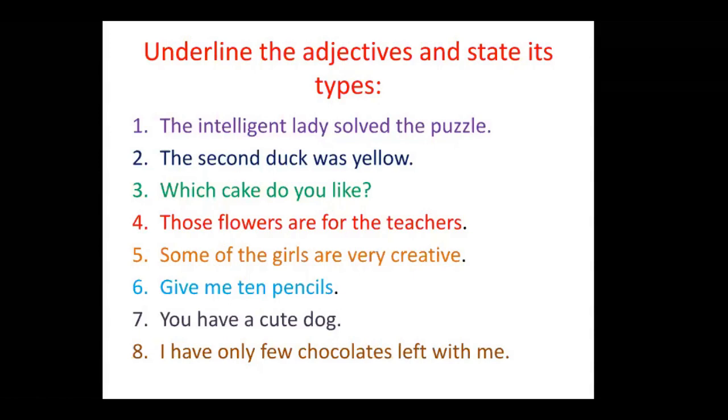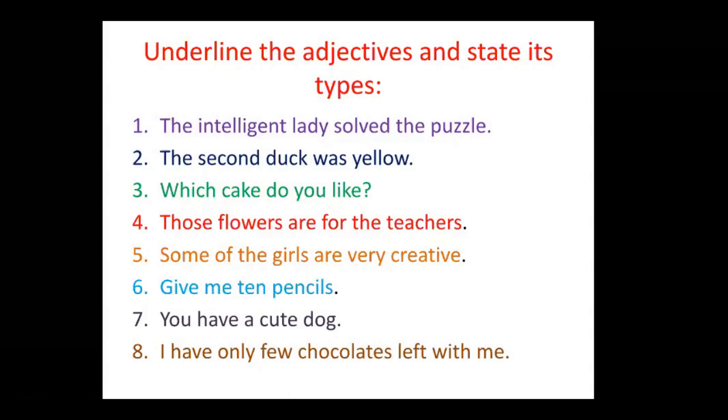Okay. So today we studied adjectives and its types. We will have again a quick revision. We have studied 5 types of adjectives. The first one was adjectives of quality. The second, adjectives of quantity. The third, adjectives of numbers. Fourth, interrogative adjectives. And the fifth, demonstrative adjectives.